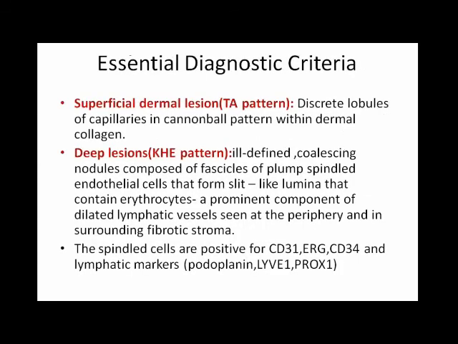Then there are the diagnostic criteria defined by WHO. The deep lesions which have the kaposiform hemangioendothelioma pattern should have ill-defined coalescing nodules composed of fascicles of plump spindle endothelial cells, and the spindle cells should be positive for CD31, ERG, CD34, and lymphatic markers, that is podoplanin and LYVE-1.